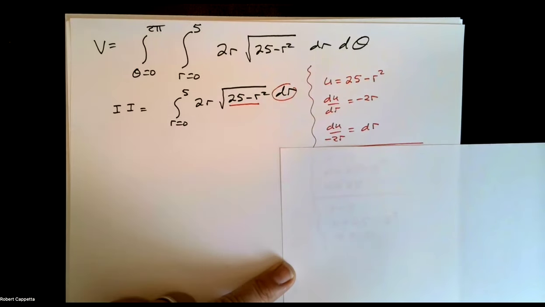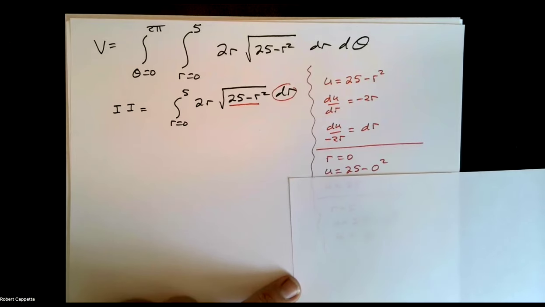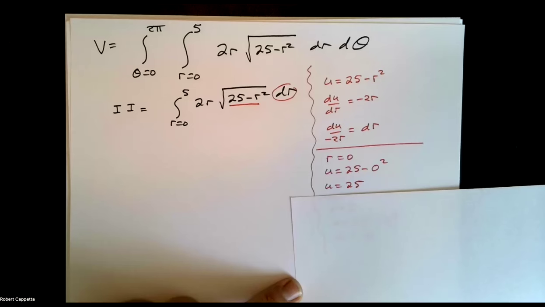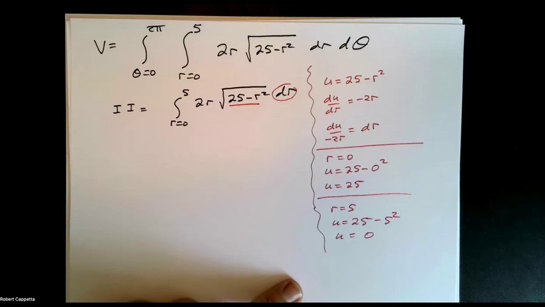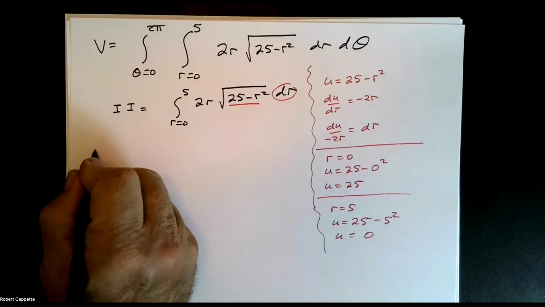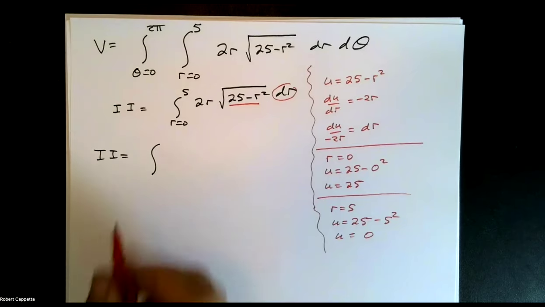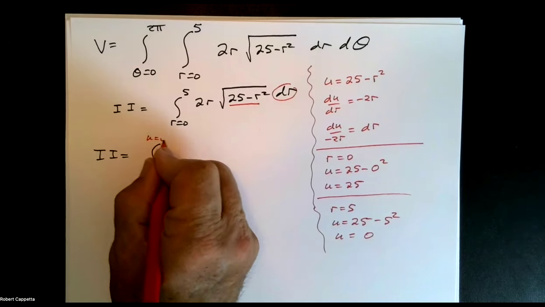Now I also need to change my endpoints. So we said again, u is 25 minus r squared. So if r is 0, u would be 25 minus 0 squared, or u would be 25. So this is going to become 25. And if r is 5, u is 25 minus 5 squared, u is 0. So let's make all of those substitutions and see what we get. So we have the inner integral: when r is 0, u is 25. When r is 5, u is 0.